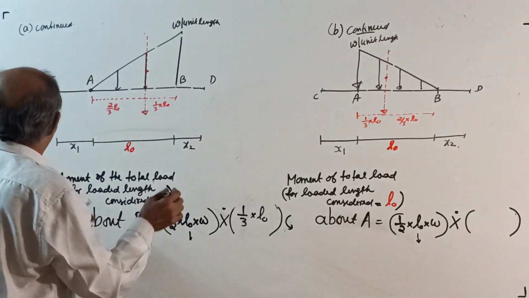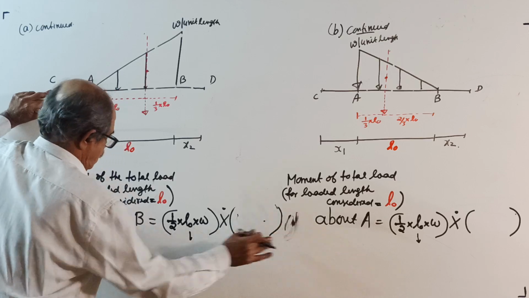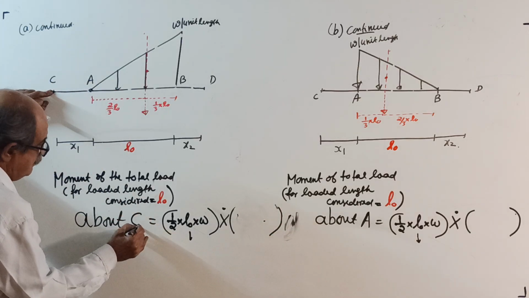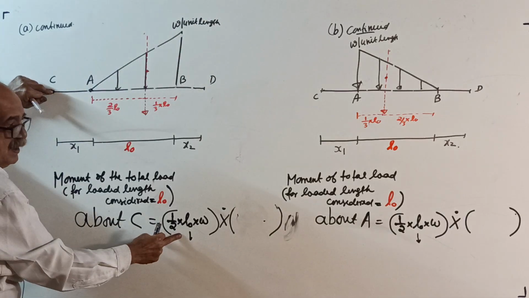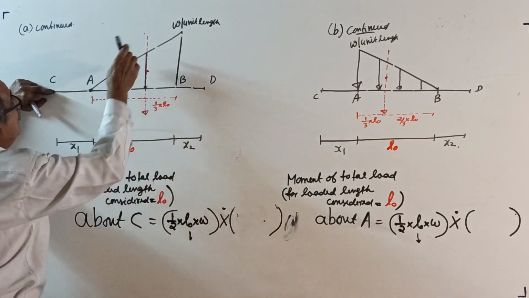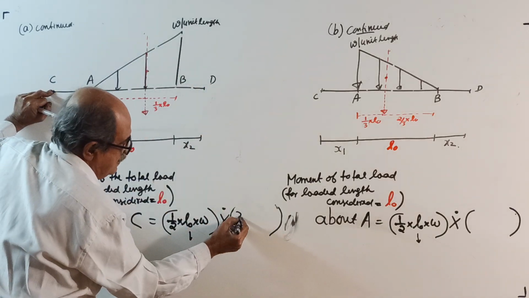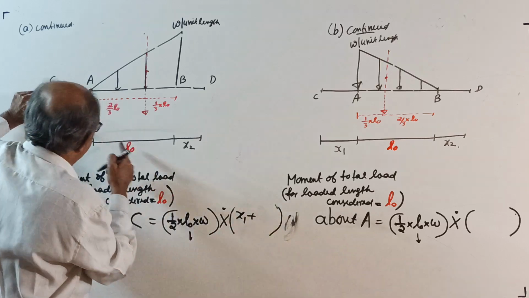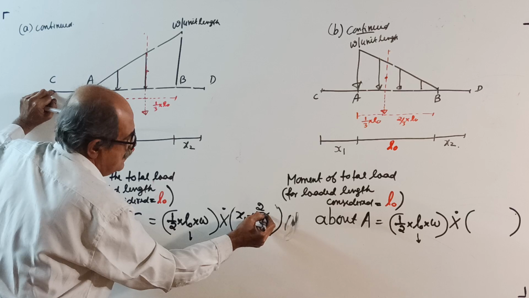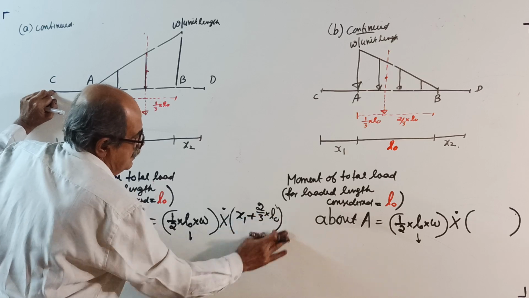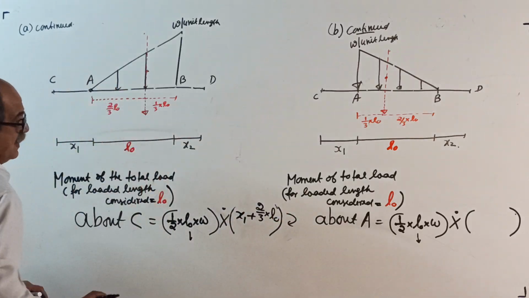Okay, now moment about C. Once again, finger should be here. Total load already over into, from C to this line of action, x1 is the outside distance, so it is x1 plus, from here to here, 2 by 3 of L naught. The moment will be clockwise. Okay, write this one.